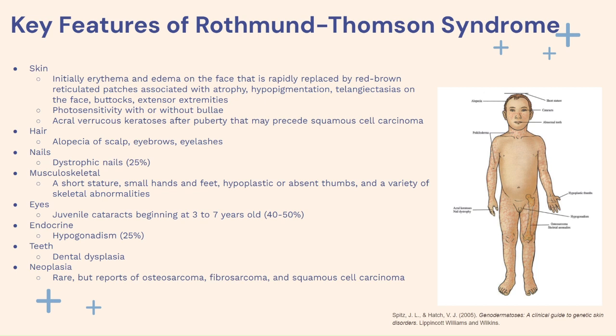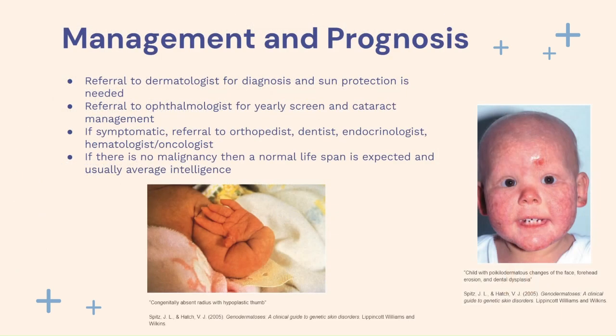In this disorder, and not necessarily in Bloom, you have alopecia of the scalp, eyebrows, eyelashes. You can see dystrophic nails in a small proportion. They have musculoskeletal findings more along the lines of small hands and feet, hypoplastic or absent thumbs, and other skeletal abnormalities. They'll have juvenile cataracts, which is actually somewhat prominent in this disorder. Hypogonadism can happen, dental dysplasia, and rare but prominent osteosarcoma and other neoplastic findings.